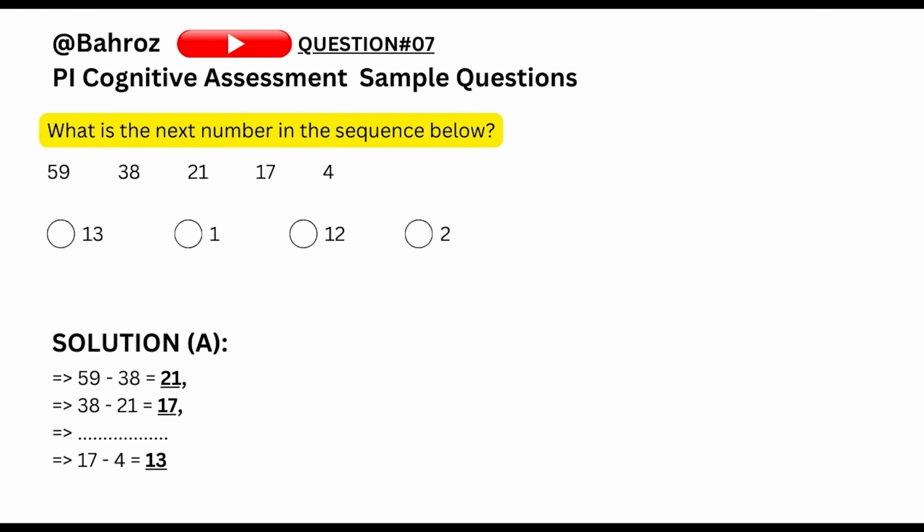So what is happening is once we subtract the two numbers next to each other, it takes us to the next number. So when we subtract 38 from 59, we get 21. When we subtract 21 from 38, we get 17. 17 from 21, we get 4. And then when we subtract 4 from 17, we will get 13. So our answer is A.